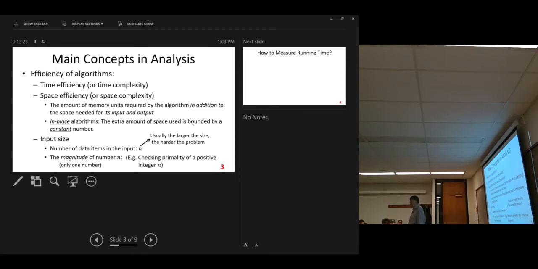So here, the whole story just tells you that in this situation, the magnitude is equivalent to the size of the problem. Size. Okay? All right.